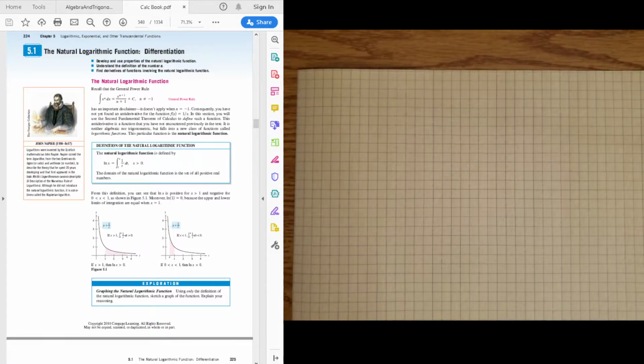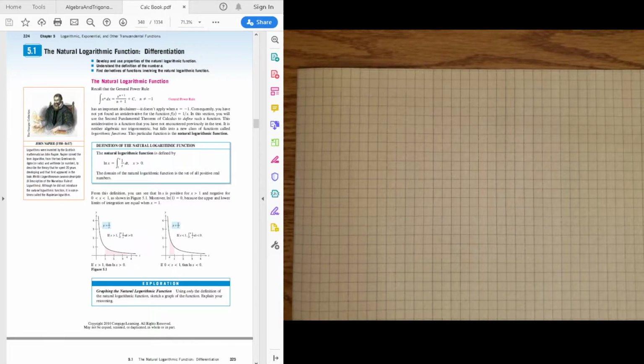The meat of the material for calculus is actually finished. We have three parts to it. You have the limits, you have the derivatives, and you have integration. Chapter 5 is the last major chapter. After this, we'll discuss some minor topics and stuff.